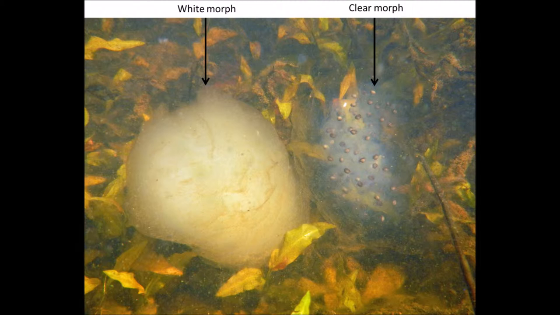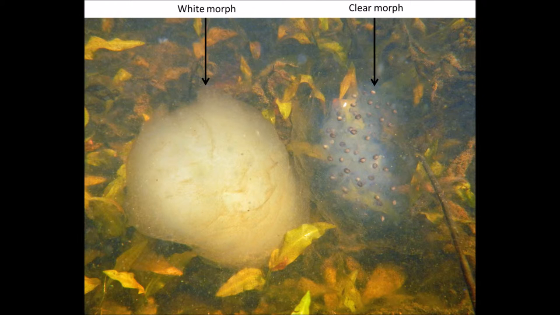This difference in appearance occurs because a different protein occurs in the outer jelly layer of white egg masses than in the outer jelly layer of clear egg masses. Which protein occurs in any one egg mass is genetically determined and produced by the female that lays that egg mass. So this polymorphism is not directly environmentally determined, and it is also unique among amphibians because no other species are known to exhibit such a polymorphism in the appearance or structure of its eggs.